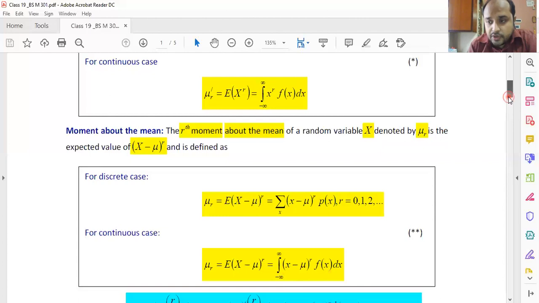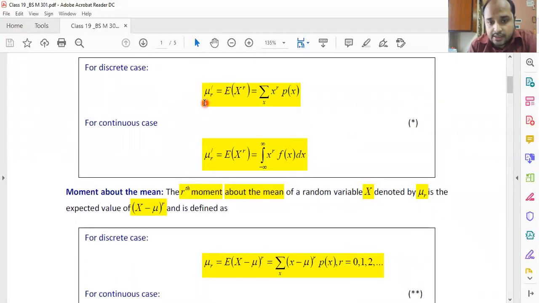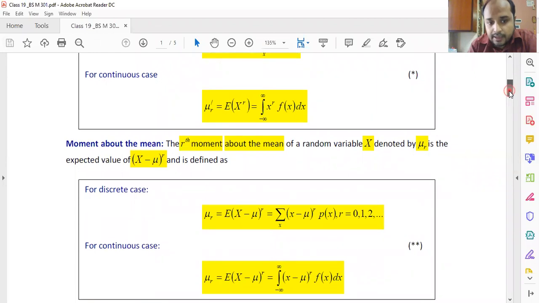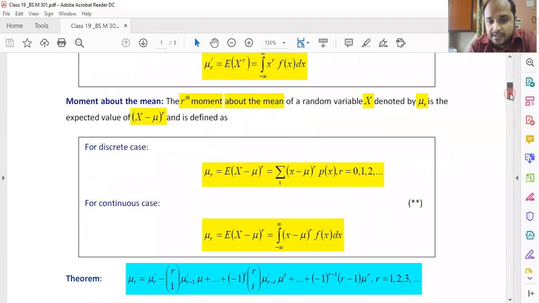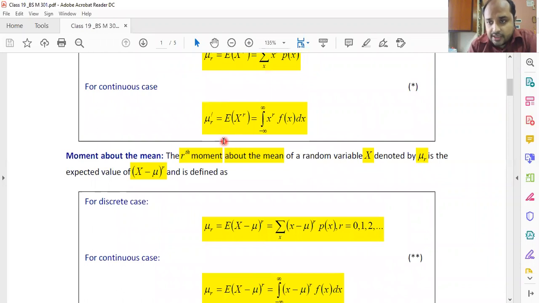And to distinguish between moment about origin and moment about mean, I have used two notations. Moment about origin is denoted by mu r prime, and moment about mean is denoted by mu r. Now we can connect these two definitions, moment about mean and moment about origin, in the following manner.